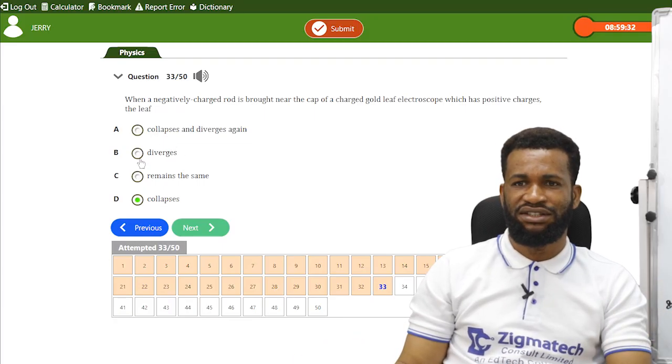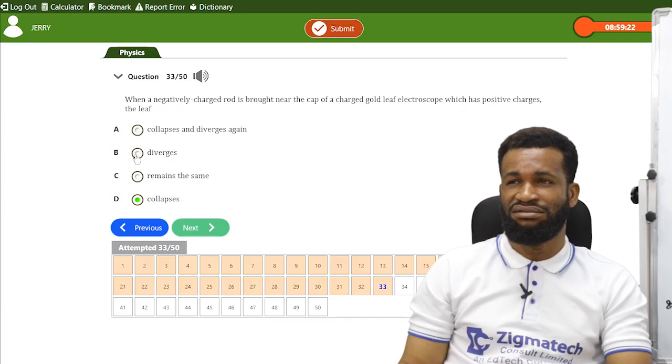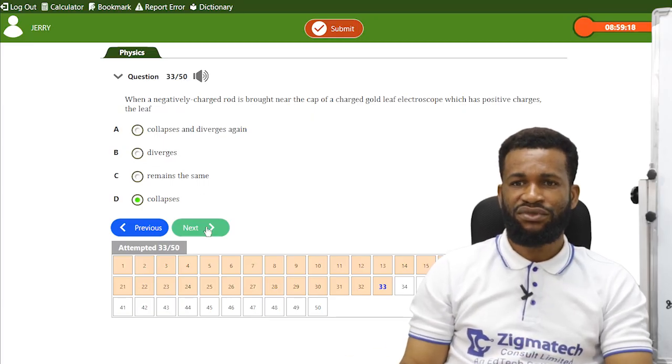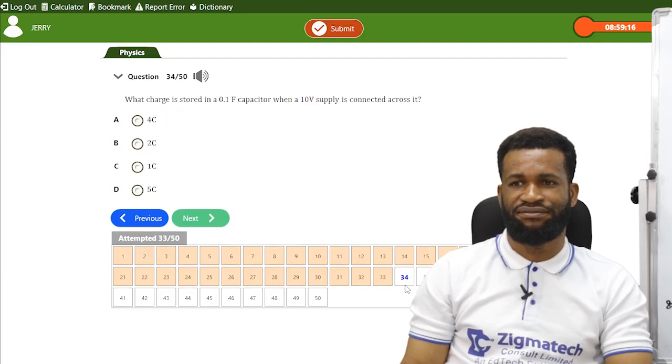Collapses and diverges? Diverges? Remains the same? It can never remain the same. It cannot collapse and diverge; there is no option like that. Diverges, no. It diverges when they are of the same charge. So it's going to collapse. So the option is D.